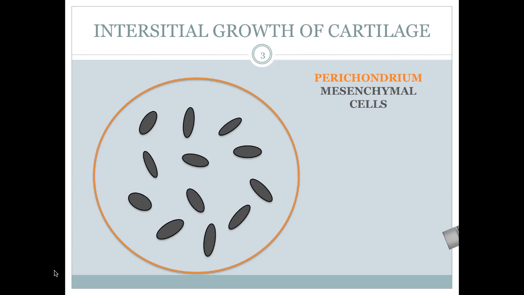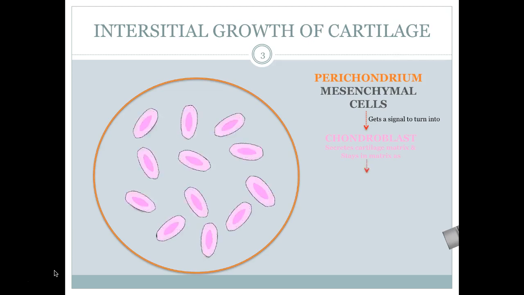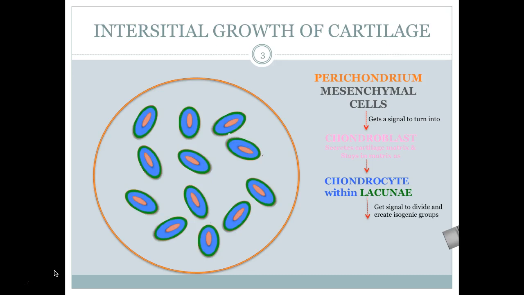So we have our perichondrium that is going to surround our piece of cartilage. Within this perichondrium, we have some mesenchymal cells, and these mesenchymal cells are going to get a signal to turn into chondroblasts. These chondroblasts are then going to secrete cartilage matrix, building the matrix, and the ones that are staying more within this new matrix are going to turn into chondrocytes within lacunae. So that's what we see here. Of course, then they get another signal to divide into what's known as isogenic groups.